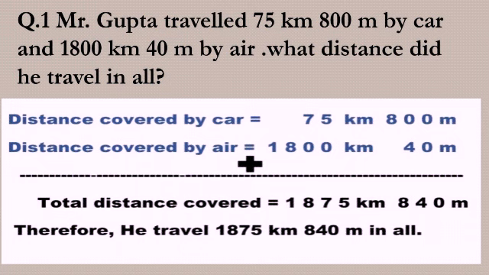So let's start answering. Before answering, you need to write the statement properly, and if you read the question properly, then you can write the statement properly. Let's start our answer. Distance covered by car equals 75 km 800 meter. Distance covered by air equals 1800 km 40 meter.